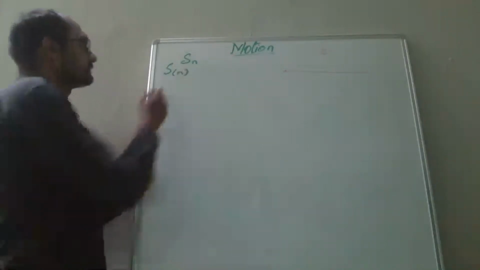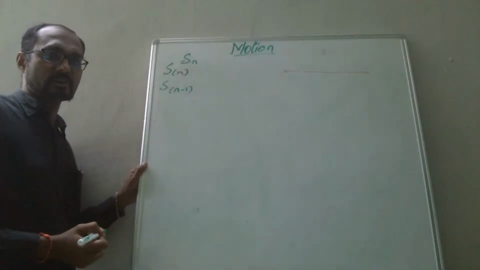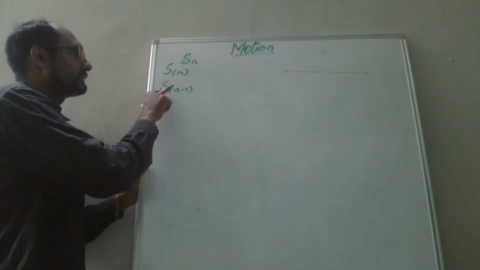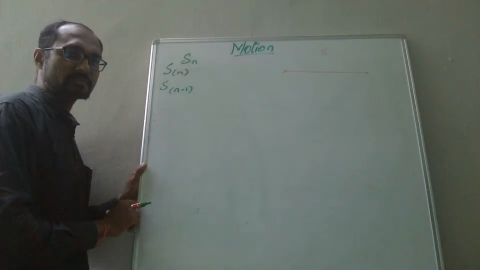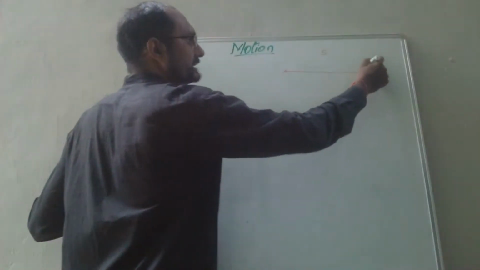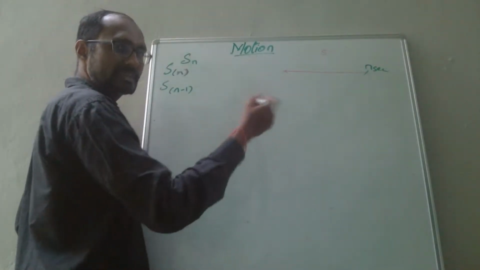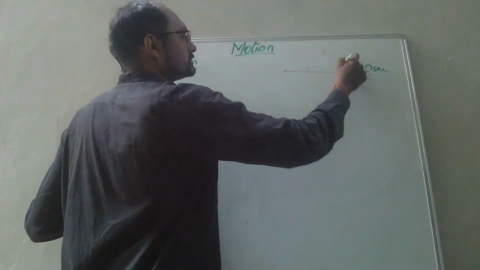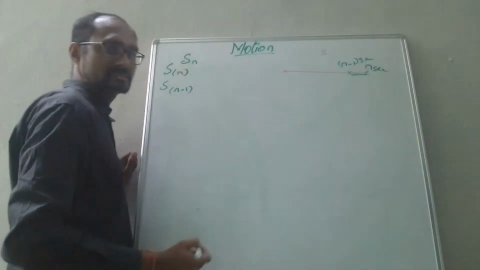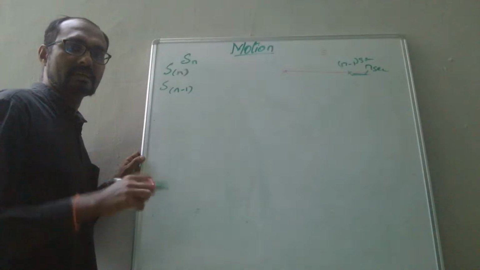is the displacement undergone by the object in the nth second. How will we get that? If I take S of n minus 1, that is the displacement undergone by the body in n minus 1 seconds, then what will it give me? I will tell you how. The displacement undergone by the body by the time it came here is n seconds, and by the time it covered up to here, the time was only n minus 1 seconds. So this distance or this displacement is what we are trying to find: the displacement undergone by the body in the nth second.